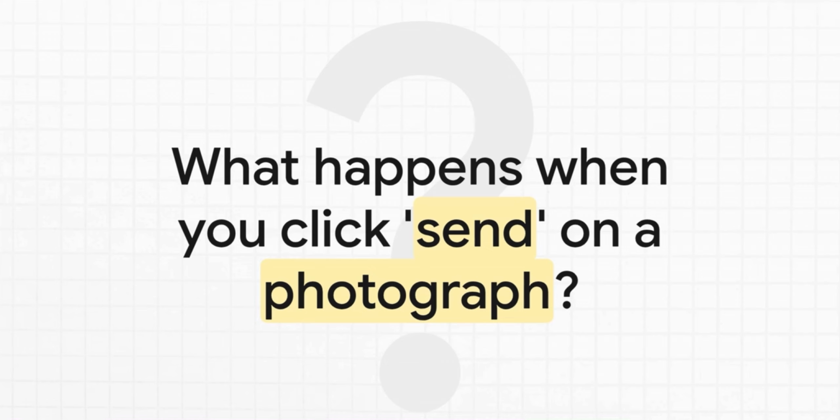You snap a photo of your dog, you hit send, and boom, it's on your friend's screen. Feels instant, right? But here's the thing. That file doesn't just teleport. So how does it actually get there?